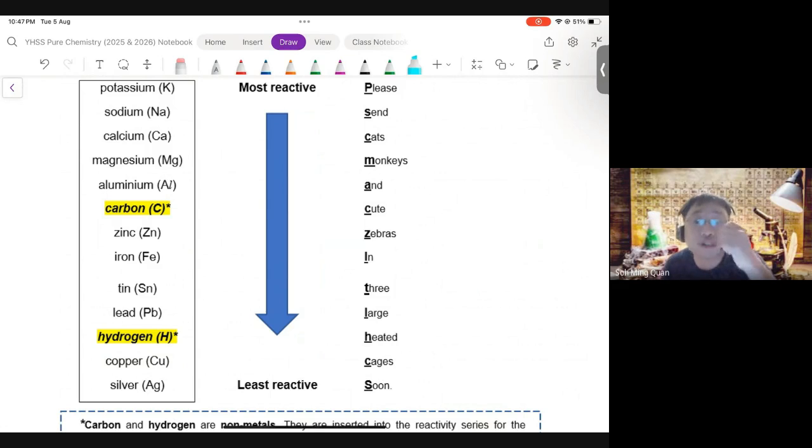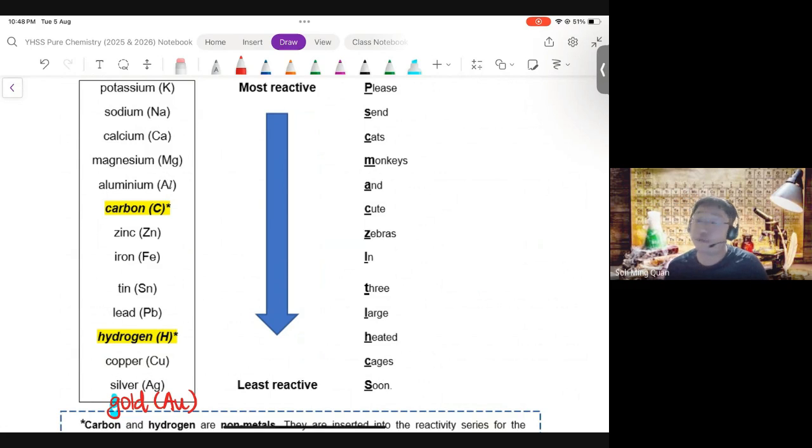So when you're asked for position in the reactivity series, we need to talk about top of the series and bottom of the series. So you can see here, this is the series: potassium, sodium, calcium, magnesium, aluminum, carbon, zinc, iron, tin, lead, hydrogen, copper, silver, and let's add one more at the bottom: gold. Now, gold is really unreactive as a metal. So right at the bottom of the reactivity series is one of the least reactive metals there is.